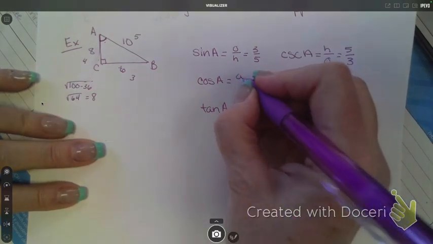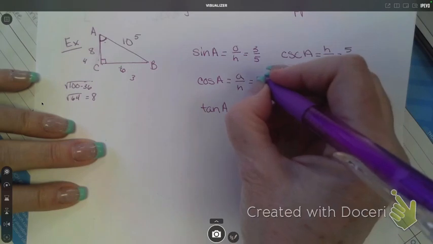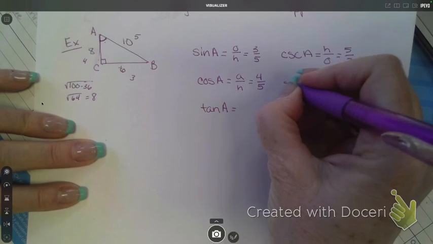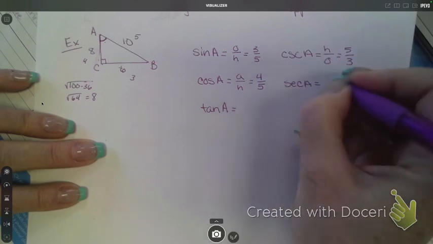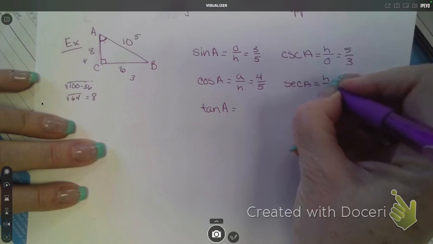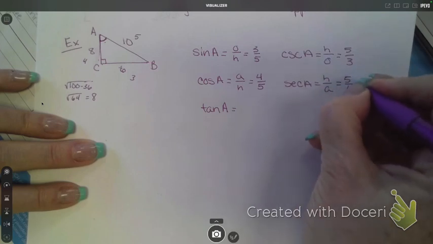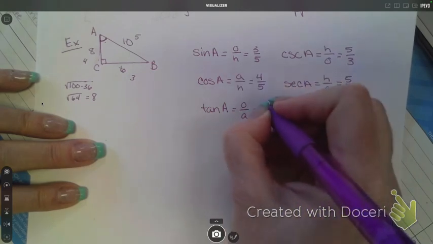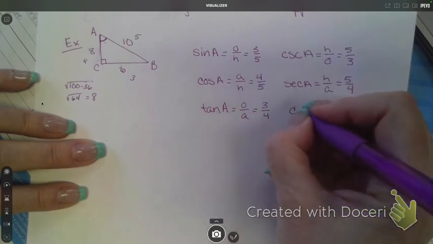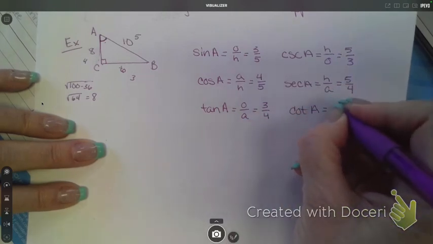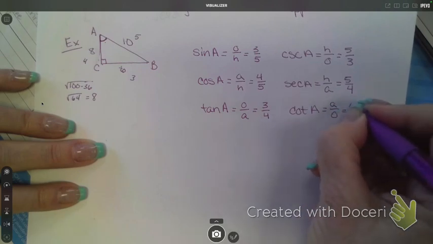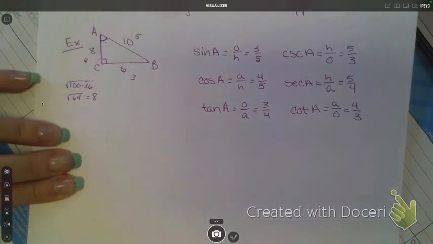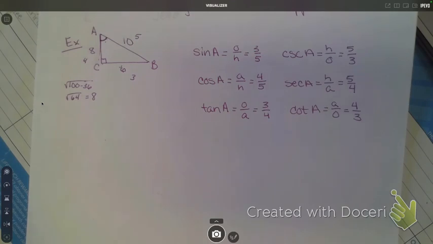Cosine is adjacent over hypotenuse. So that would be 4 over 5. And if I know cosine, I know secant. So it would be hypotenuse over adjacent. So 5 over 4. Tangent is opposite over adjacent. So 3 over 4. And cotangent is adjacent over opposite. So 4 over 3. Did I go too fast for anyone? Okay, should these start going faster and faster and faster?